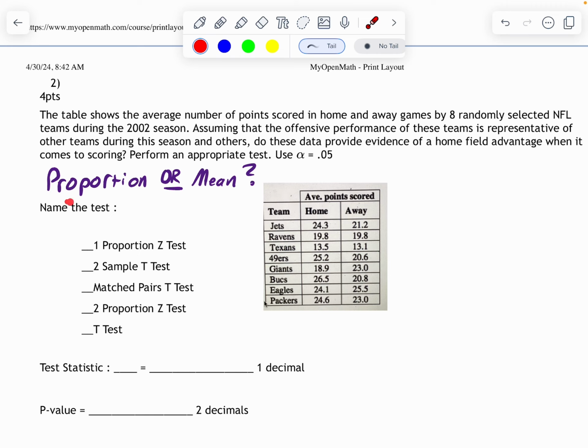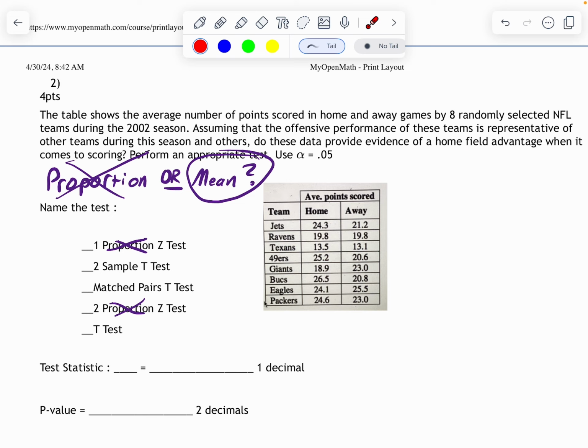Is it a proportion or a mean? This is a question that you should just immediately go to over and over and over. And here it says AVE for average. So we are doing a mean, not a proportion. So you can cross off the two proportions. Okay. Does the data provide evidence of a home field advantage when it comes to scoring?